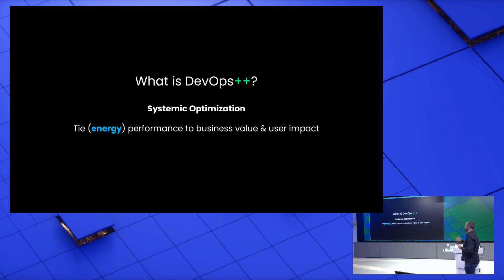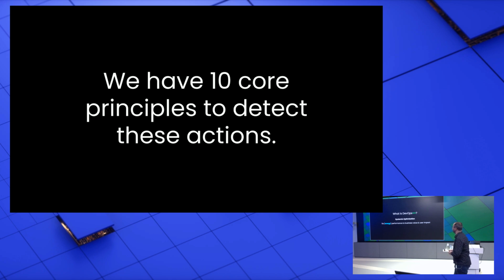And then system optimization, so the energy performance to business value and the user impact. So not only that it just does stuff, but, like I said before, that the business value is delivered in the most efficient way. So eventually, I started with the core concepts of underutilization, waiting patterns, bottlenecks, and parallelism. But we started to identify 10 core principles.